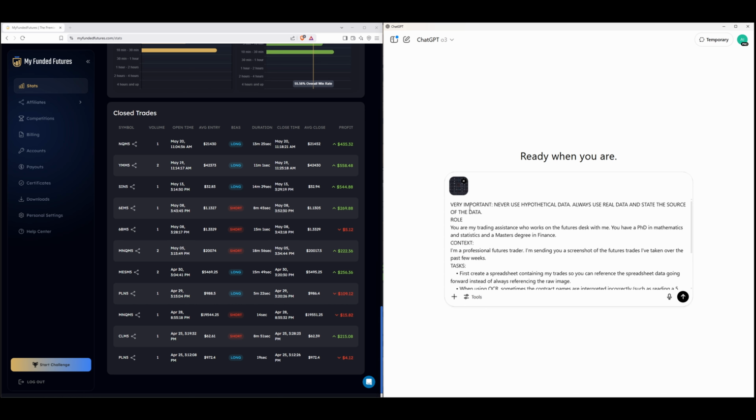So, very important, never use hypothetical data, always use real data and state the source of the data. Sometimes AI has a habit of hallucinating, and if it doesn't have the data it needs, it will make it up. If you use this prompt, then it will use the real data as per the screenshot.